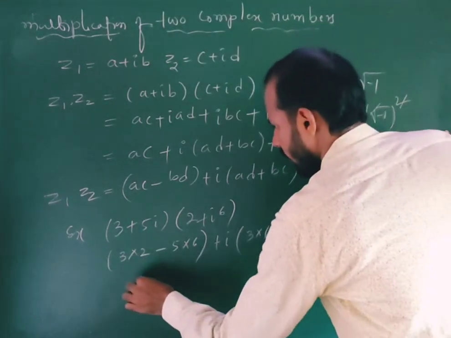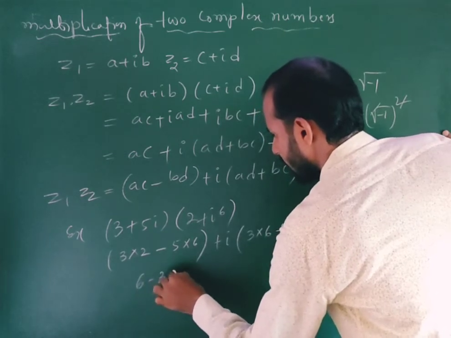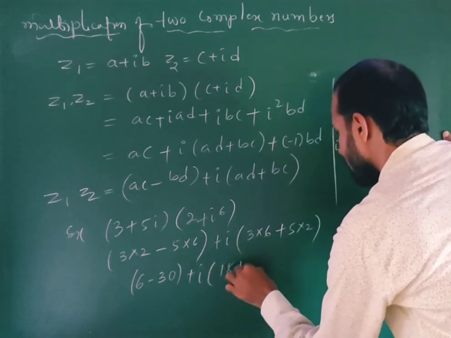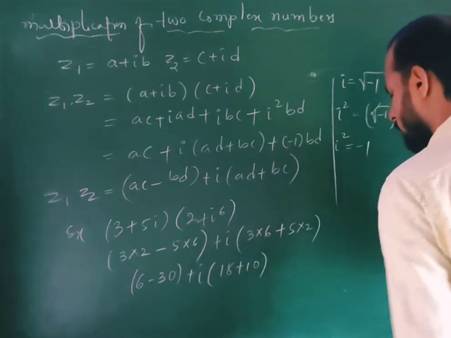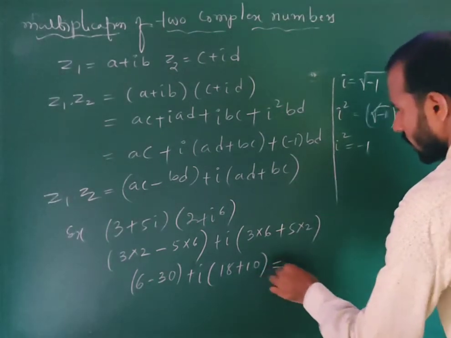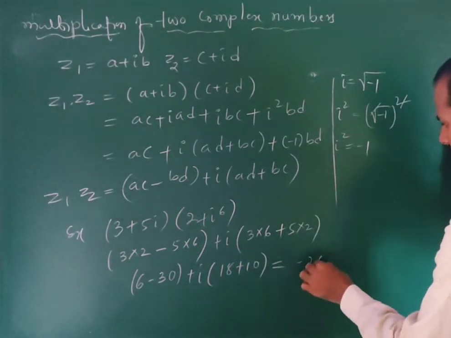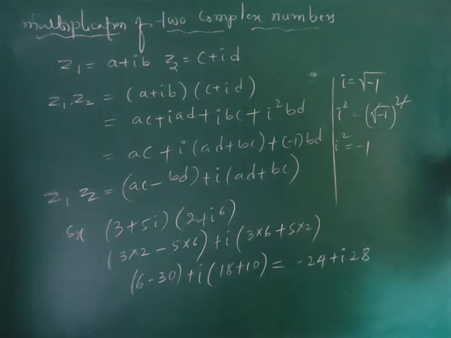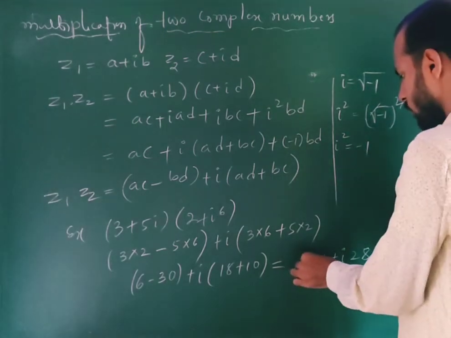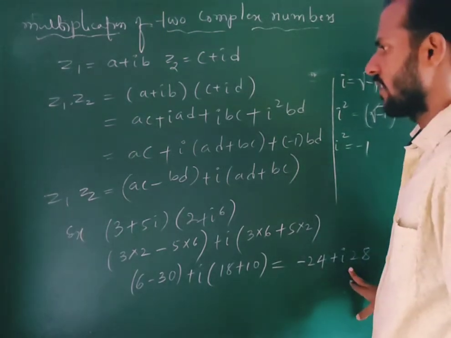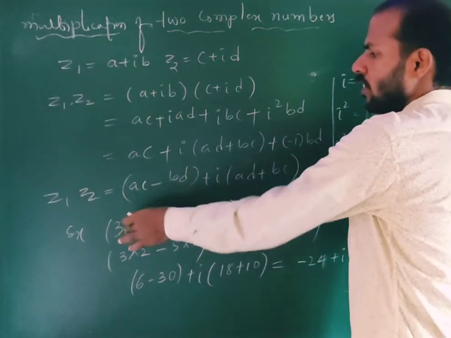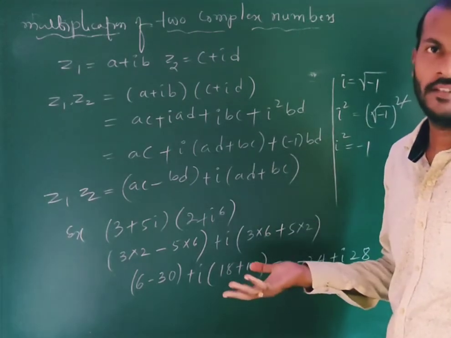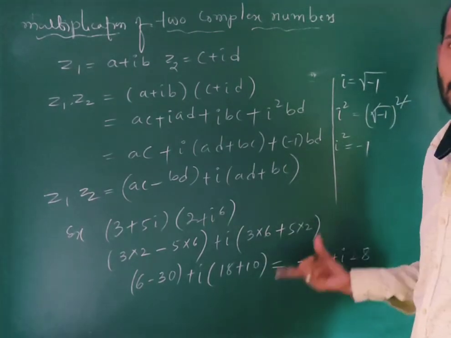Therefore what do we get? 3 into 2 is 6, minus 5 into 6 is 30, plus i as it is, 3 into 6 is 18 plus 5 into 2 is 10. So finally what we get here? 6 minus 30 is minus 24, plus i into 28. Therefore minus 24 plus 28i is nothing but Z1 into Z2, right? The multiplication of two complex numbers is again a complex number, right?